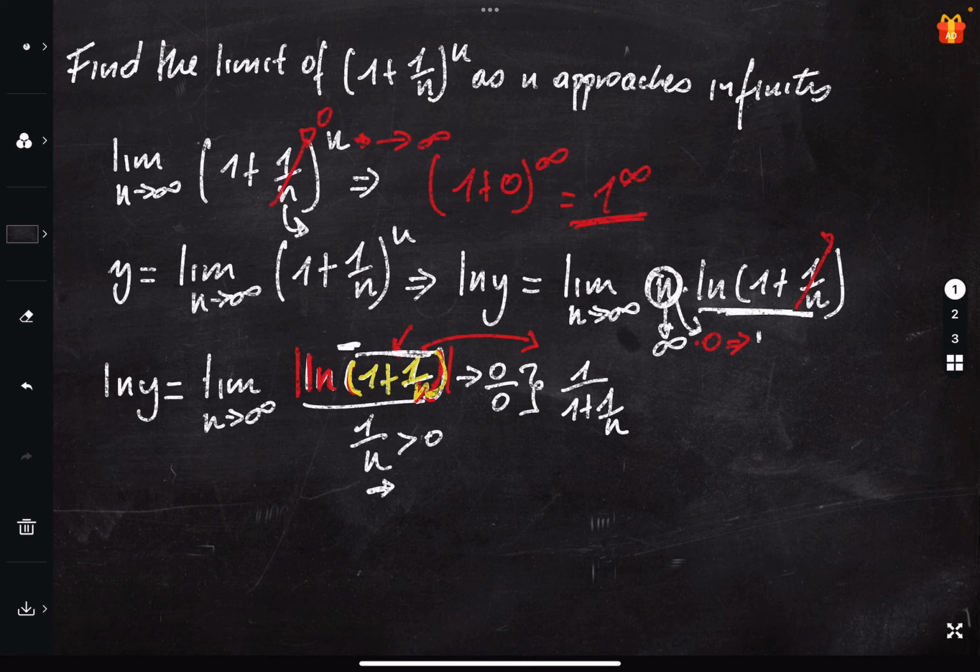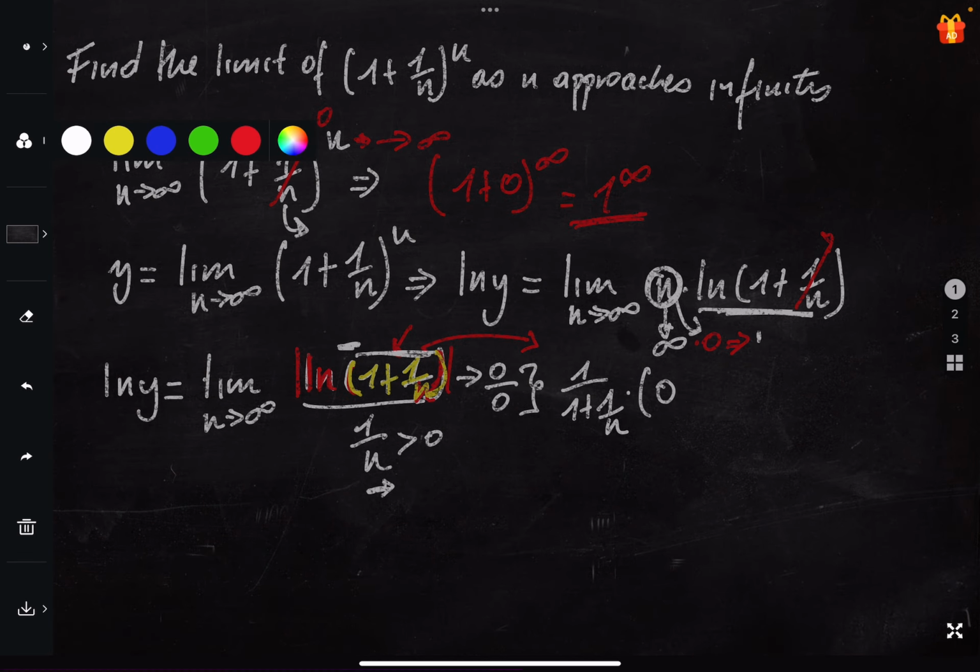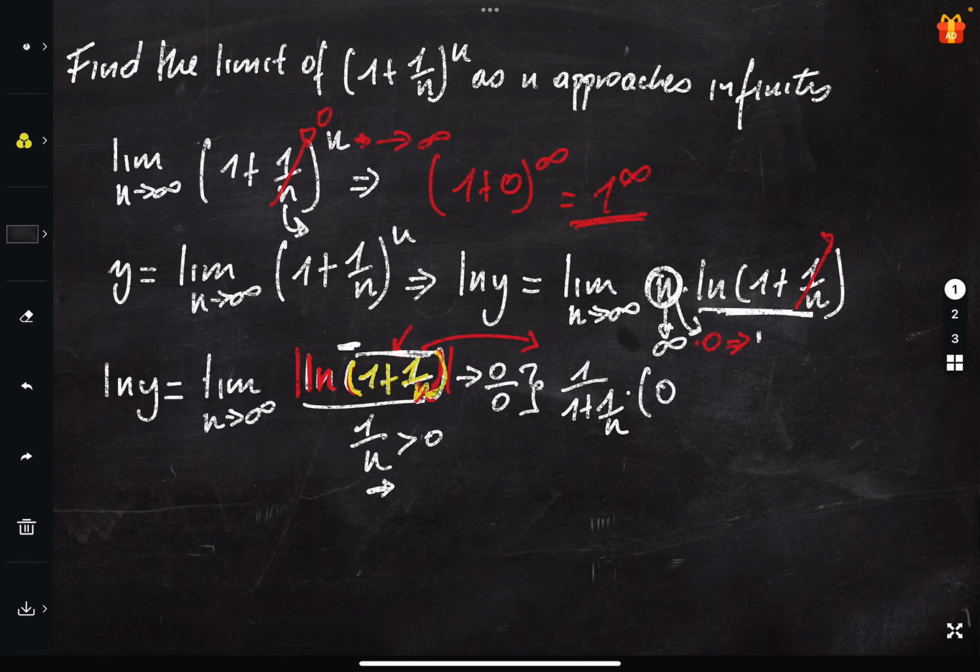And the derivative of what is inside here: if I take the derivative of 1, that is 0. The derivative of 1 over n is the same as n to the power of negative 1, so I can use the power rule. Let me do it for you on the side. I'm going to take the derivative of n to the power of negative 1.